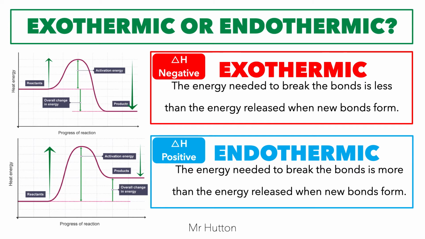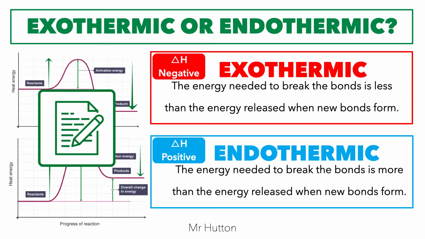So the endothermic graph. This time, the energy needed to break the bonds is more than the energy released when new bonds form. So the arrow on the left by the reactants is quite a large arrow. That would be our sort of 200 arrow this time. And then the arrow over on the right for the products is a smaller arrow, and we could say that was a value of 100. So 200 minus 100 would give you a positive value of 100. So your delta H would be positive in an endothermic reaction. If you haven't already, just note down those two examples and explanations now.